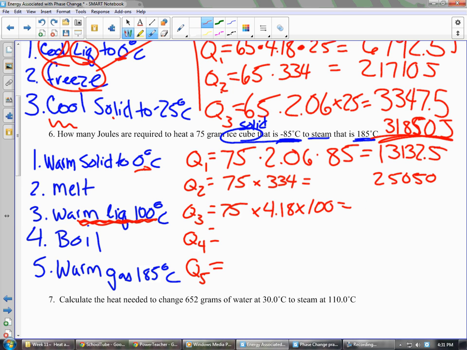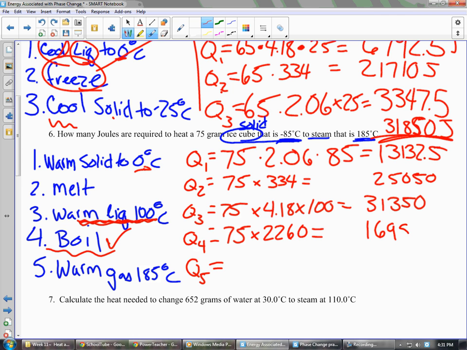So that's going to give me 31350 joules. Then I'm going to take my 75-gram ice cube, and I'm going to boil, or I guess now it's liquid water, 75 times the heat of vaporization, which is 2260, which then will give me my 169500. Last but not least, I am now a gas because I've boiled.